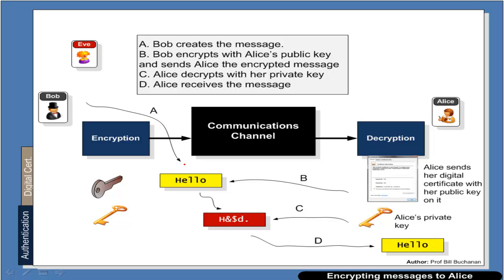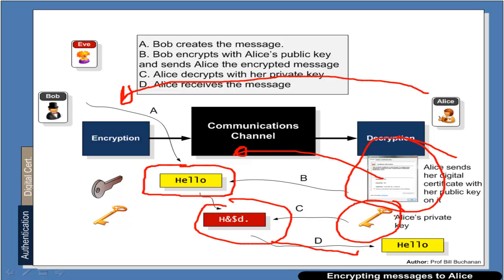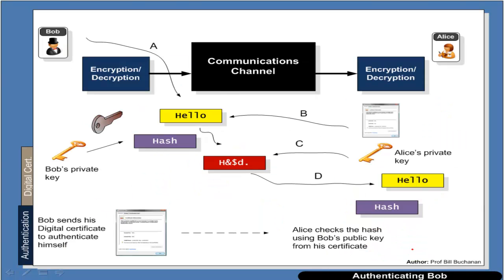So now what happens is that when Bob wants to send Alice an encrypted text, then her certificate is sent. Bob takes the public key from it and then encrypts it. On the other end, Alice then decrypts it with her private key.